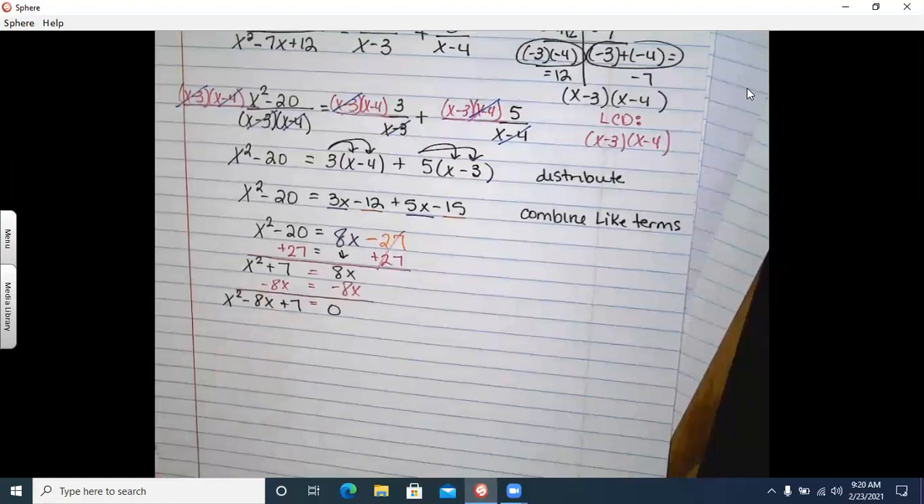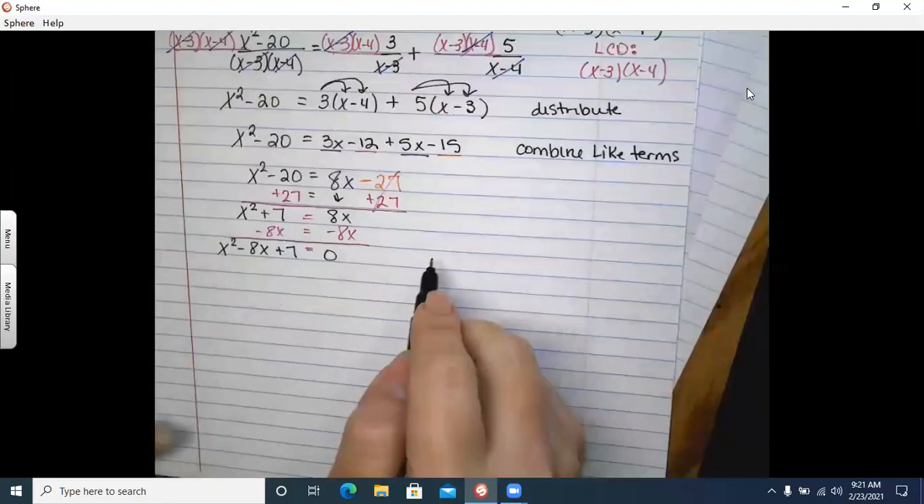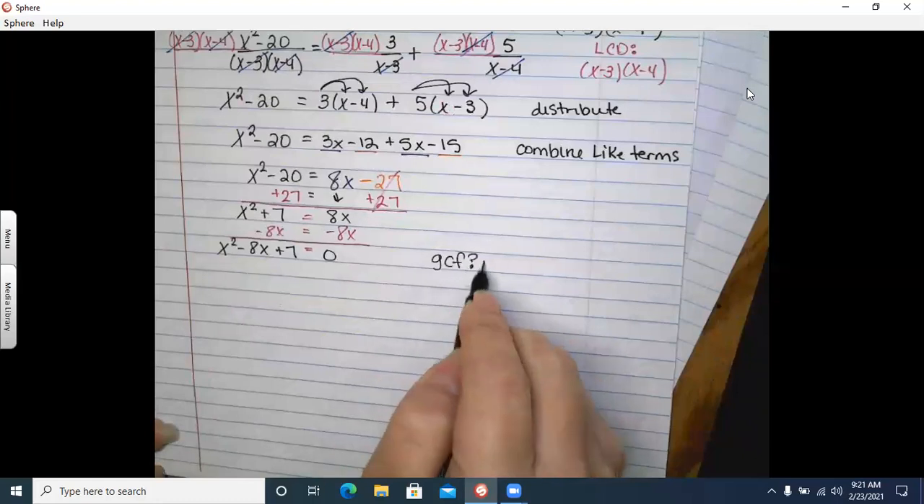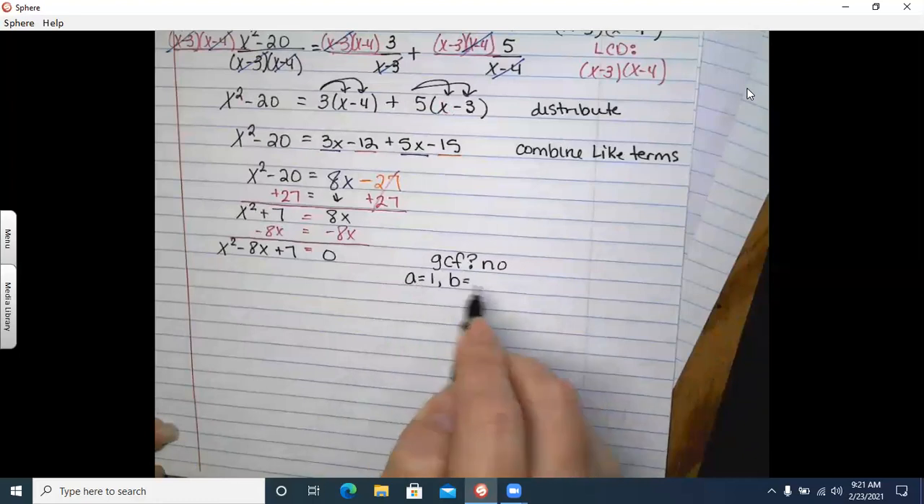So we have a quadratic here. To solve a quadratic, I can use factoring. Does factoring always work? No. Quadratic formula always works. And/or completing the square. That always works, right? Well, let's see if we can factor. So if I could factor that, is there a GCF? What's A? What's B? What's C?